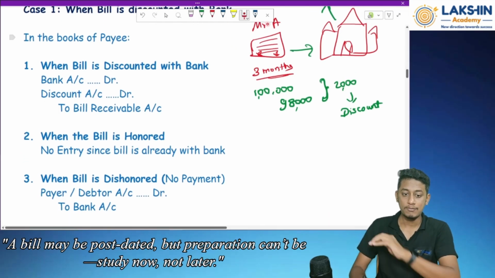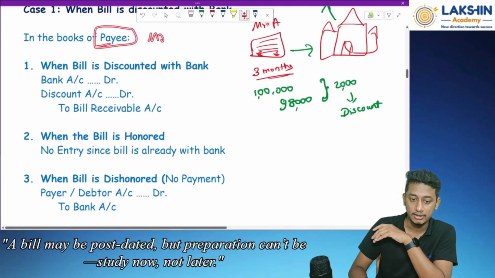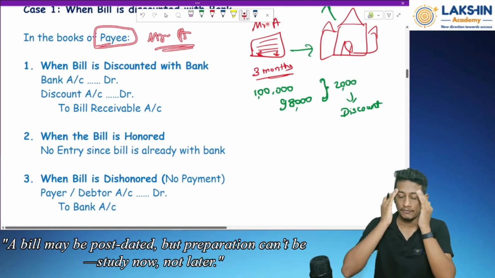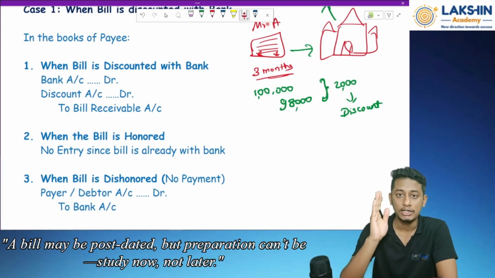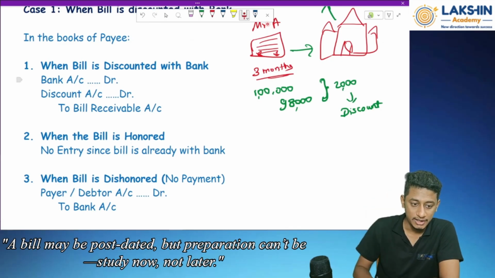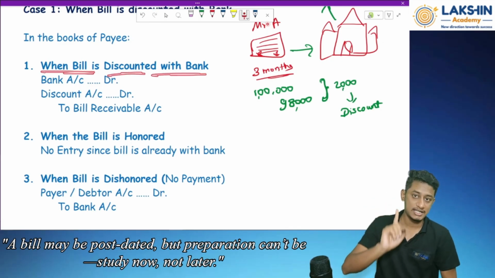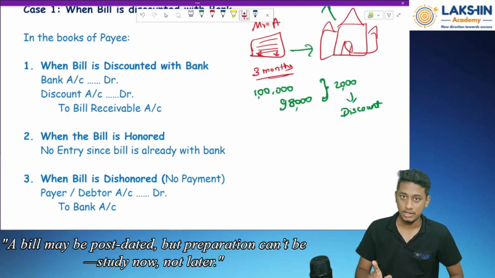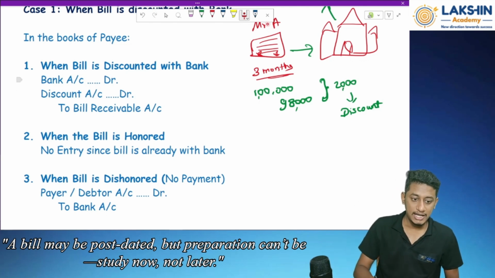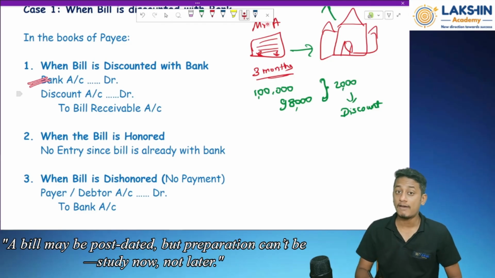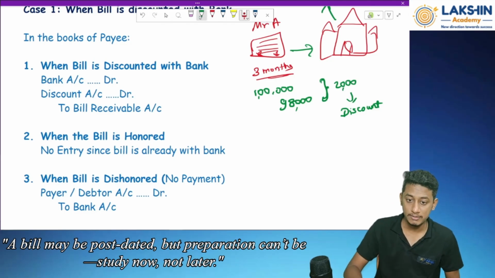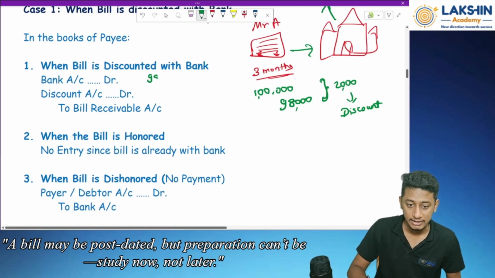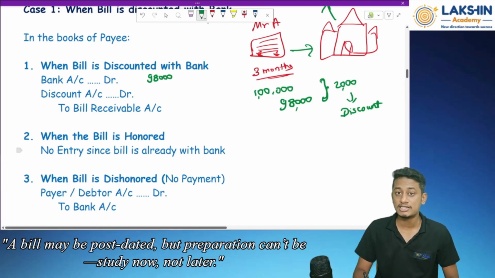Okay. In the books of the payee, that is Mr. A. Now what happens? In the books of Mr. A, when the bill is discounted with the bank, first of all we pass the bill creation entry, just like we had passed it before. That won't change. Next, the bank account will be debited. Why? Because I am receiving money. How much will the bank account be debited by? 98,000 rupees, because I am receiving 98,000 rupees.